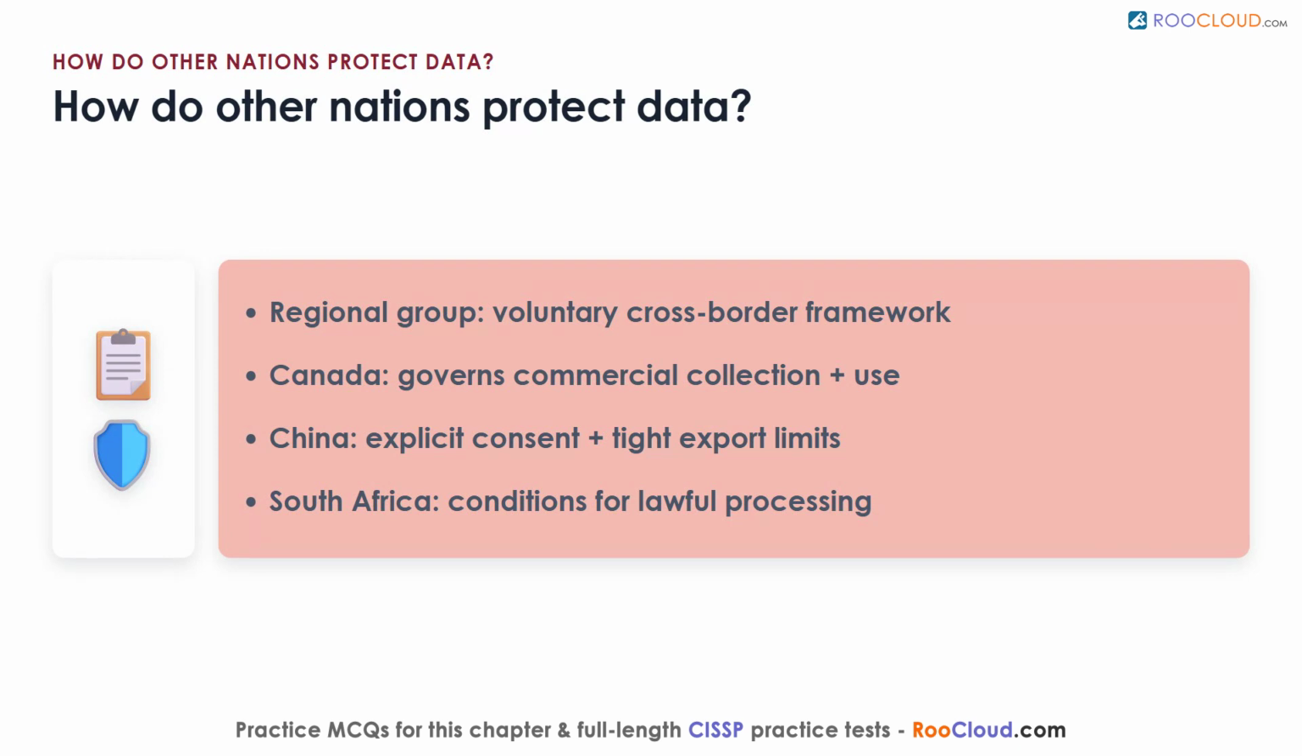A regional economic group publishes a voluntary privacy framework to ease trusted cross-border flows. Canada's law governs how commercial businesses collect and use personal information, with some provinces running their own equivalent rules. China's law demands explicit consent, limits collection to what is necessary, and tightly restricts sending data out of the country. South Africa's law sets multiple conditions for lawful processing, with special care for sensitive data and children.